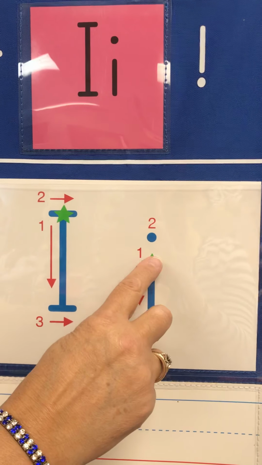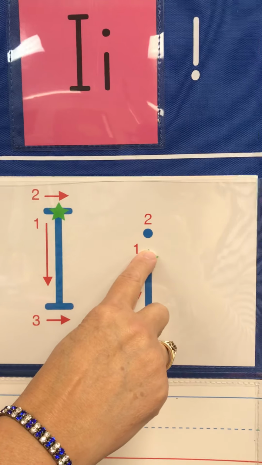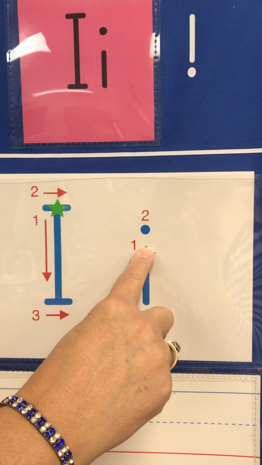A lot of people have lowercase i. We start on the dotted line at the star. Little line down, dot. One more time. Little line down, dot.